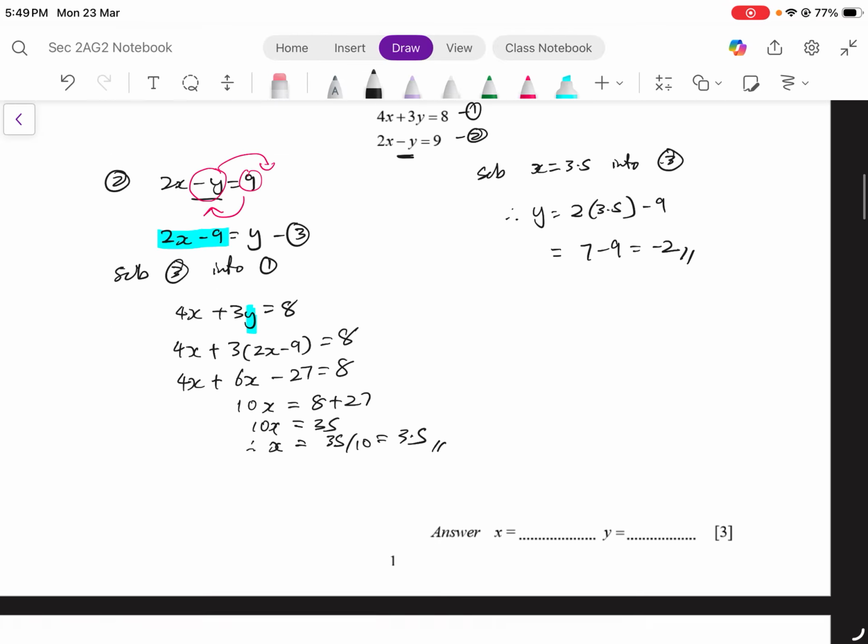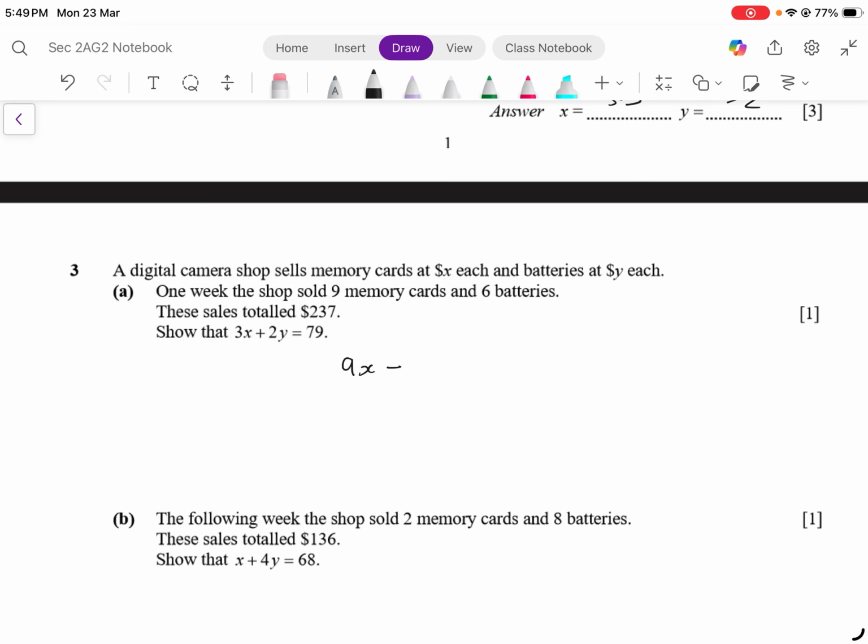Okay, so a digital camera shop sells memory cards at x dollars each and batteries at y dollars each. In week 1, he sold 9 memory cards, so it's 9x, plus 6 batteries, so 6 times y, and it equals 237. They want you to show that it simplifies to this. All three numbers should be divisible by 3. So divide by 3 and you will get 3x plus 2y equals 79. Once you have this answer shown.